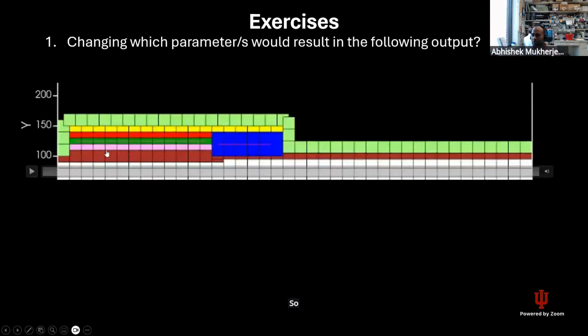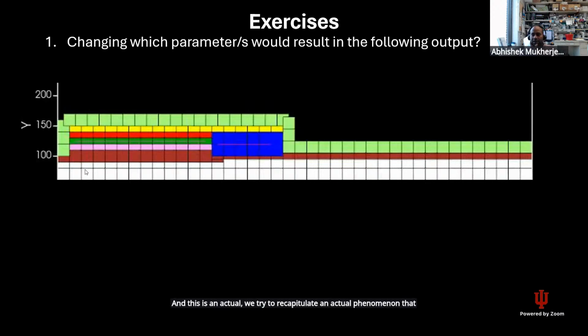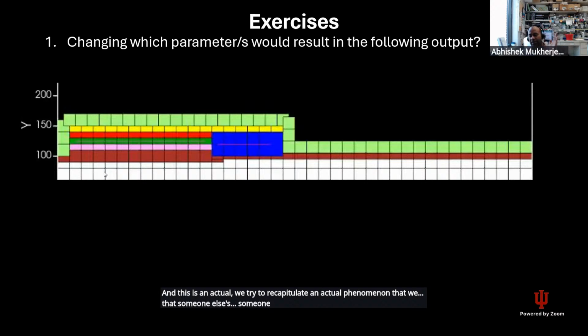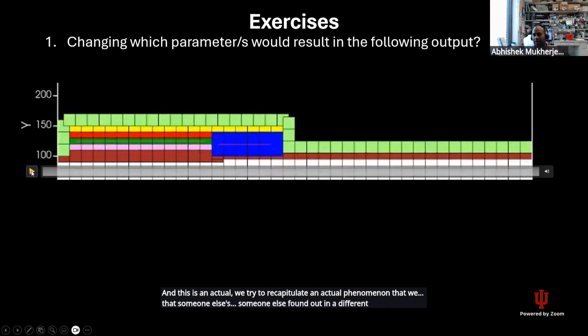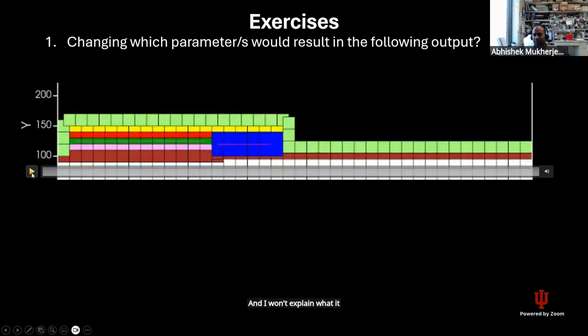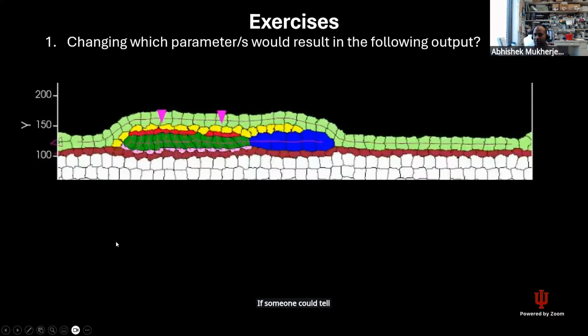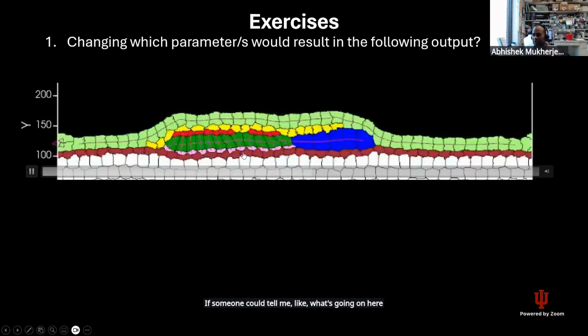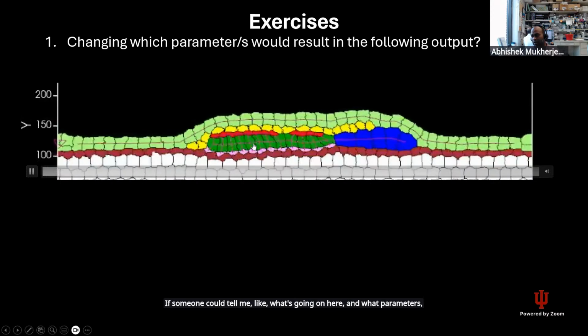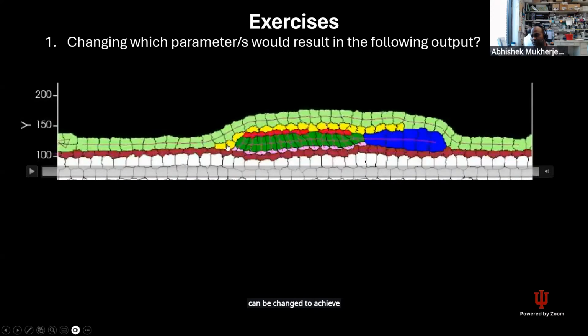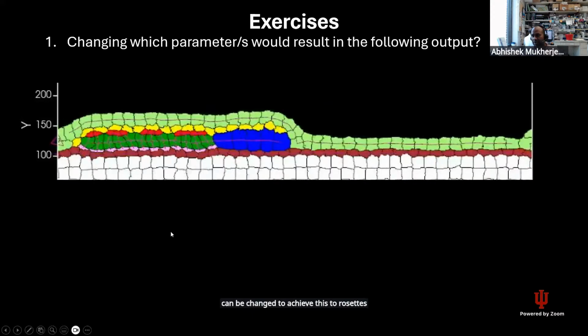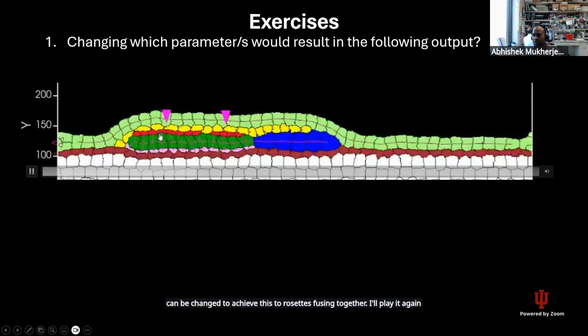So this is kind of like a question. And this is an actual phenomenon that someone else found in a different lab, which we tried to recapitulate. I won't explain what it is yet, but if someone could tell me what's going on here and what parameters can be changed to achieve these two rosettes fusing together. I'll play it again. So these two rosettes fuse together.